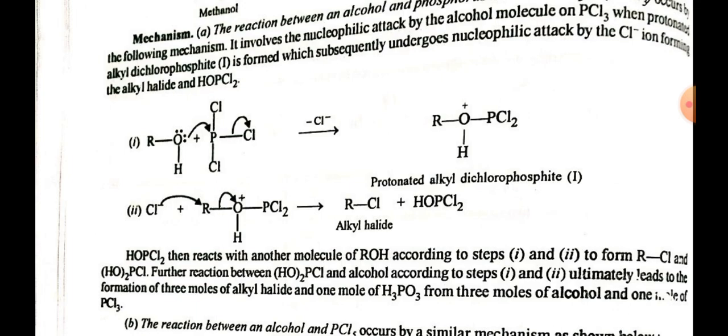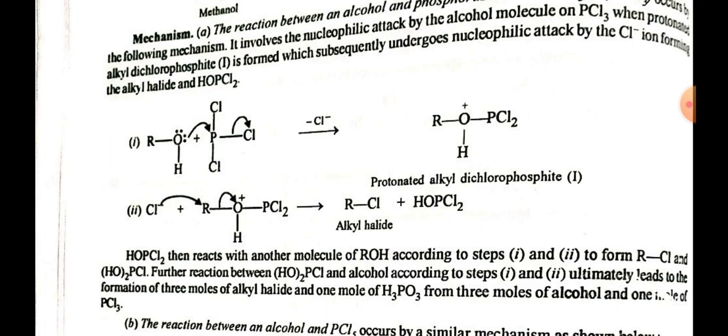The protonated alkyl dichlorophosphite reacts with another molecule of alcohol according to steps 1 and 2 to form RCl and HO-PCl2, then dihydroxy phosphorus chloride. Further reaction of hydroxy phosphorus chloride with alcohol according to steps 1 and 2 ultimately leads to the formation of 3 moles of alkyl halide and 1 mole of H3PO3 formed from 3 moles of alcohols and 1 mole of PCl3.